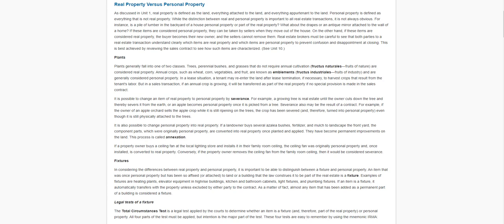It's possible to change an item from real property to personal property by severance. A growing tree is real estate until the owner cuts the tree down and thereby severs it from the earth. Or an apple becomes personal property once it's picked from a tree. Severance also may be the result of a contract. For example, if the owner of an apple orchard sells the tree crop while it's still ripening, the crop has been severed and turned into personal property, even though it's still physically attached to the tree.